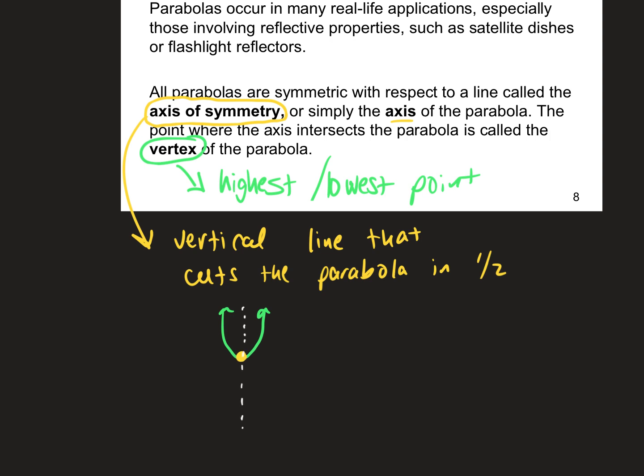Is it an x equals or a y equals? If this was graphed, oh, that's an x equals. Yeah, that's an x equals. Good. It's always going to be an x equals.